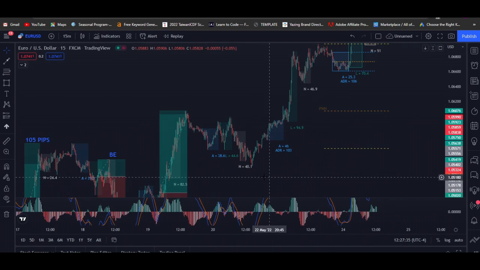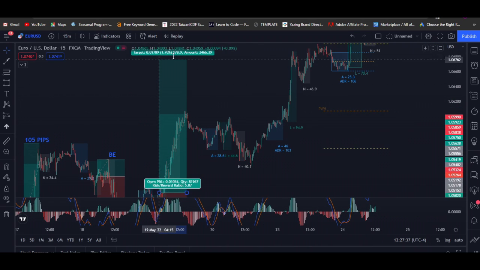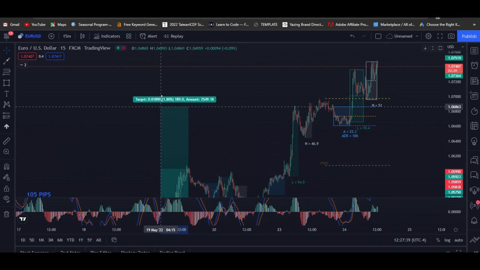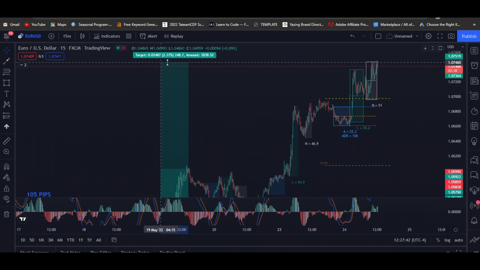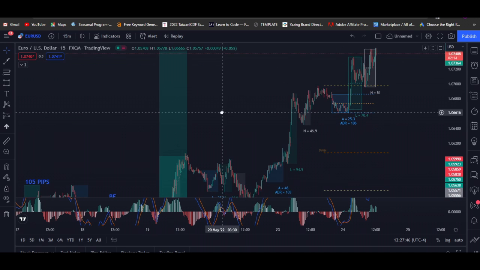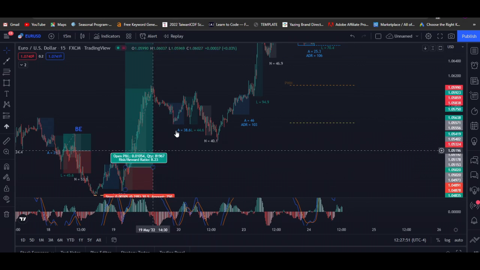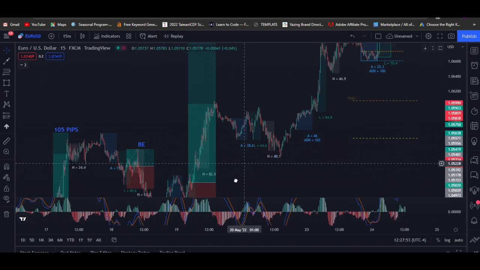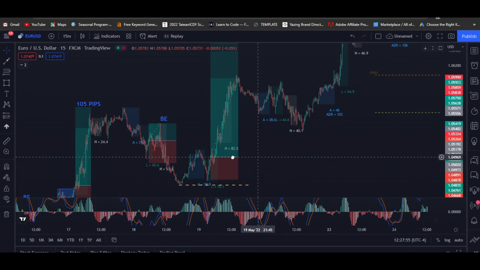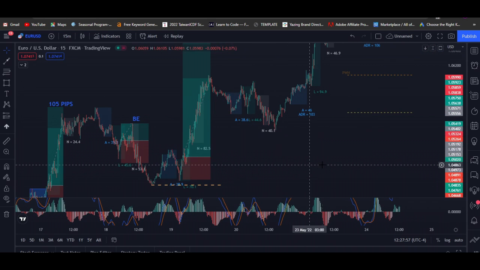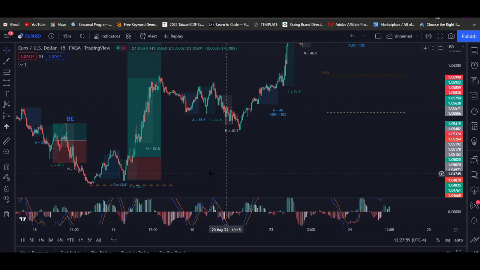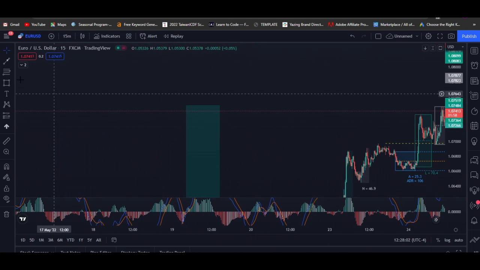In this case, price just kept on going up and up and up. So this trade, you could have held all the way up for 250 pips over the span of 4 days. 250 pips, which is very impressive. Let's record that as 250 pips.